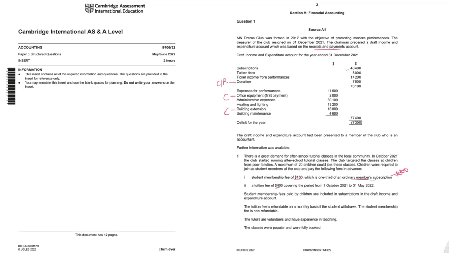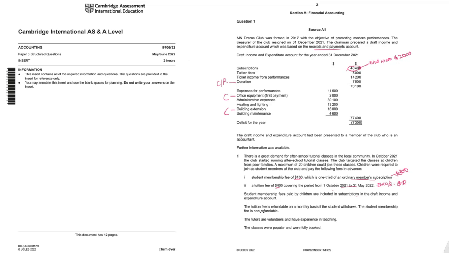And apart from that, they have to pay a tuition fee of $400 covering the period October to May. If you count this period, it is 8 months. So the per month tuition fee would be 400 divided by 8, $50. Then student membership fees paid by children are included in subscriptions in the draft income and expenditure account. So basically this subscriptions here, 40,400, consists of student membership, and it is $100 and 20 students have paid. So 2,000 out of this is the student membership fees.